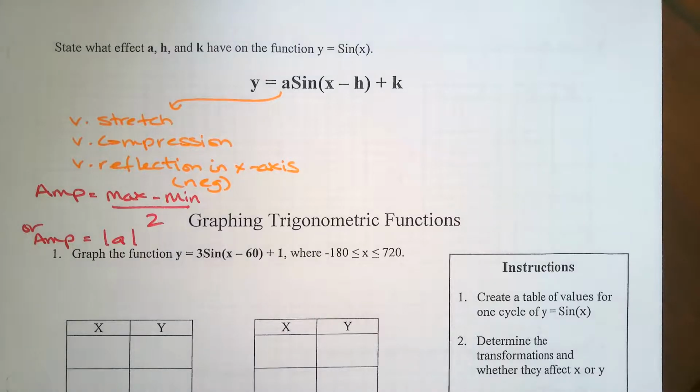Okay, so if there is a reflection, that's great. But the amplitude, which is how high it is above the midline and how low it is below the midline, is a positive value. It's a distance. Okay, if you have the graph, you can take the maximum value, subtract the minimum value, and divide it by 2, and you will also get the amplitude.